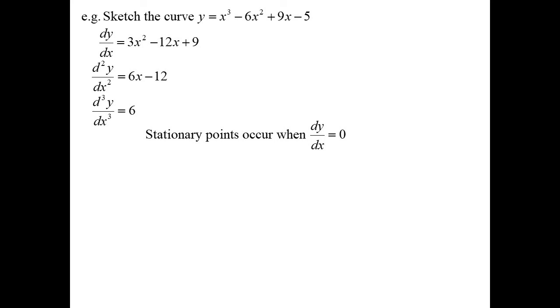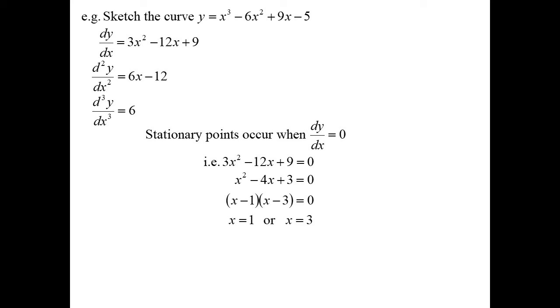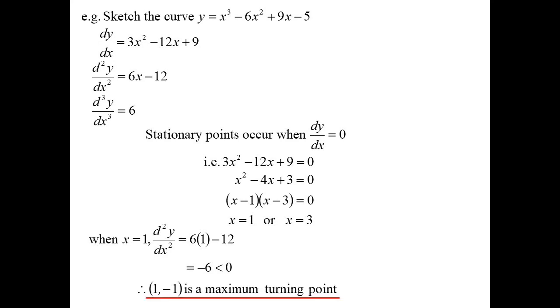Stationary points occur when the derivative equals 0. I want to find these stationary points. Solve this quadratic. Nicely, 3 goes into everything. So x equals 1 or x equals 3. There's our two possibilities. So let's test those points and see what sort of stationary point they are. When x equals 1, the second derivative is negative. So concave down, it's got to be a maximum turning point.